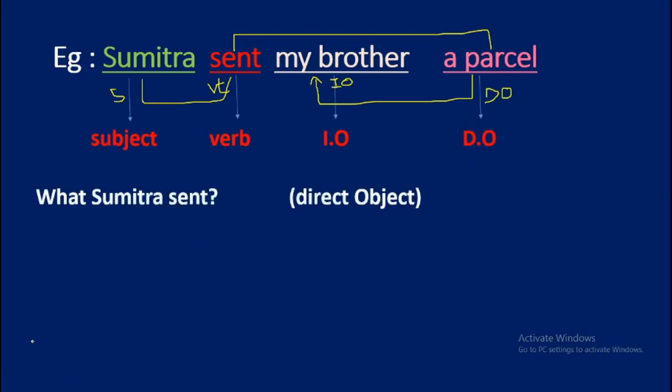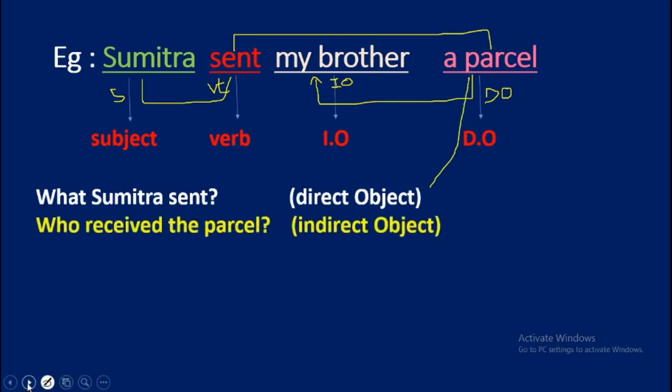What did Sumitra send? A parcel. So this is the direct object. Who received the parcel? My brother. This is the indirect object.